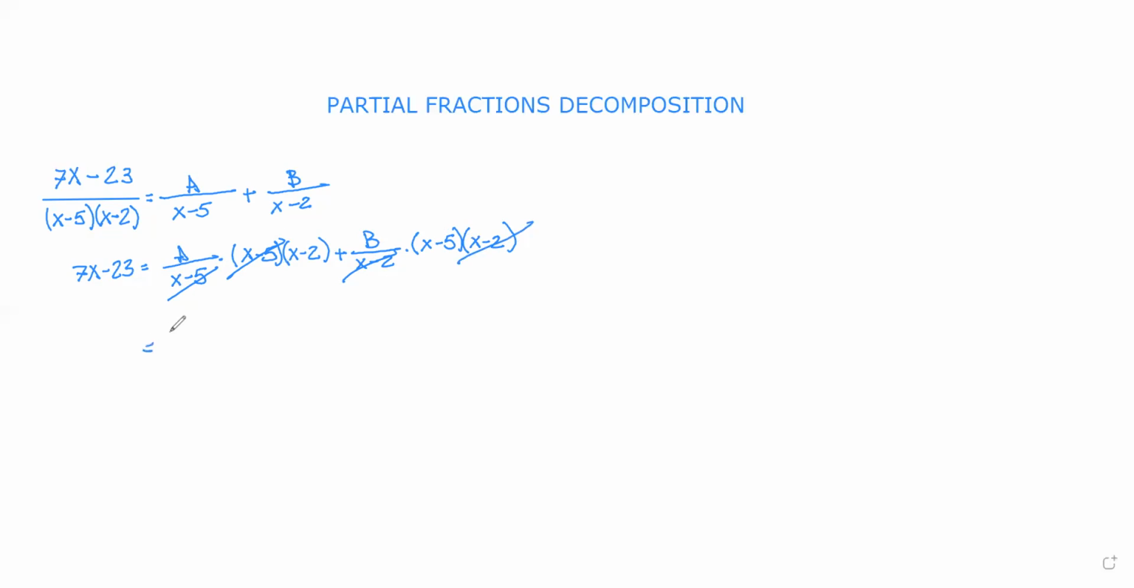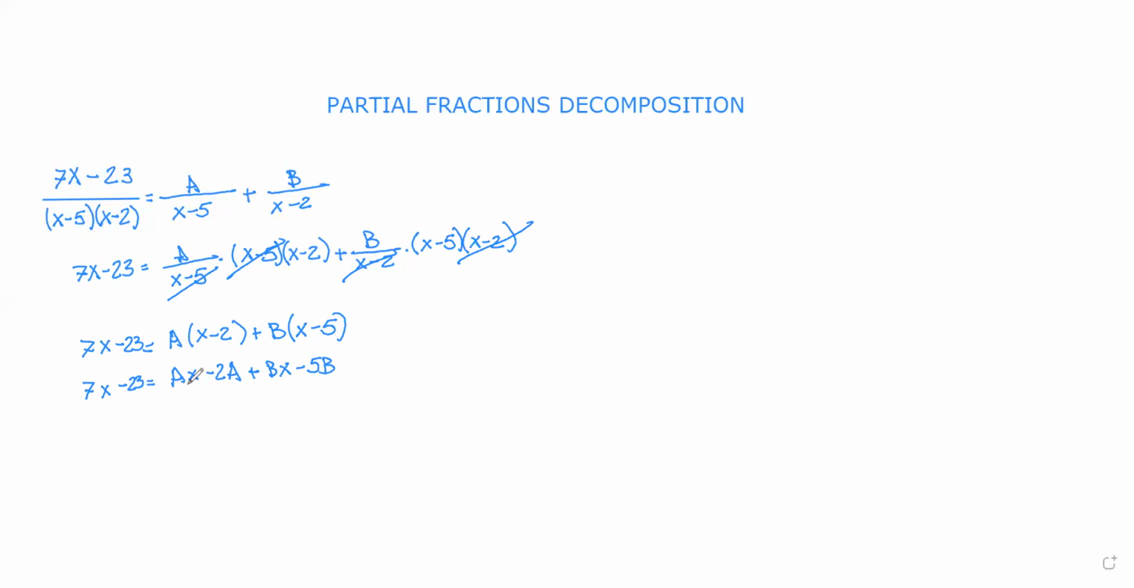So right now we're left with A times x minus 2 plus B times x minus 5. And here we have 7x minus 23. So right now we keep on developing. Here we get Ax minus 2A plus Bx minus 5B. The same here. And right now we're just going to group everything with like terms.